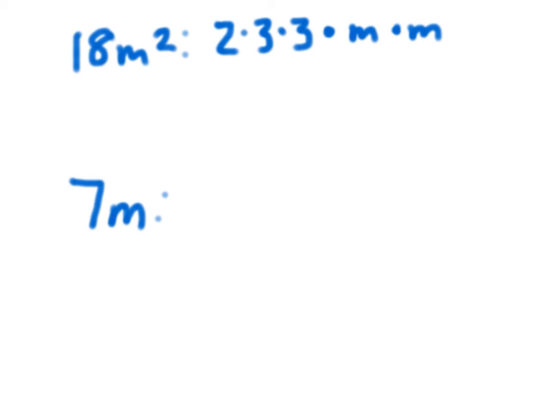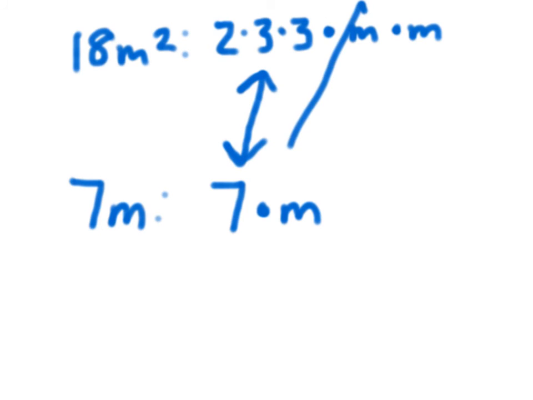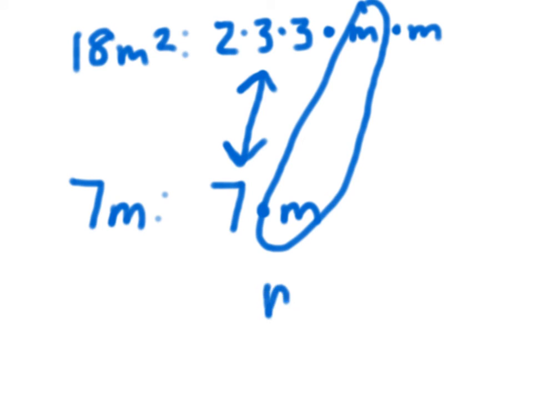7m, well, I would say I could break that down into 1 times 7. That's a prime number, so I don't even need to list that 1. I've just got 7 times m. Well, it appears that none of my factors as whole numbers will work, but I do have one variable that's the same. M. That's my greatest common factor for these two monomials.